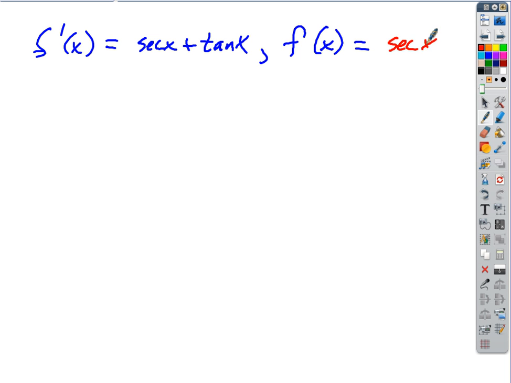Okay, here's how we would write this in calculus. In calculus, what we would say is the antiderivative of, we just said what is secant.